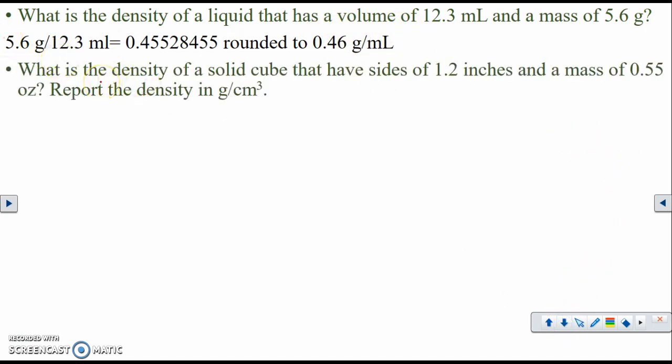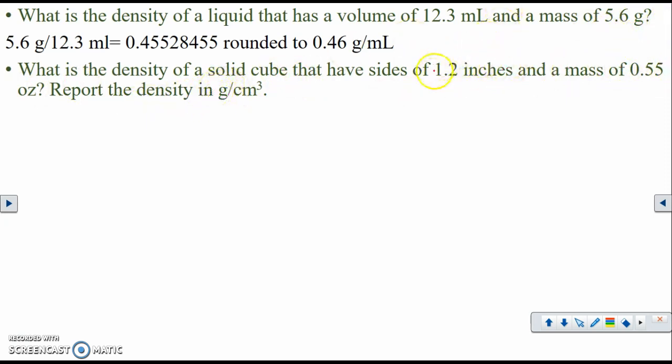This is a little bit more of a difficult problem. What is the density of a solid cube that has sides of 1.2 inches and a mass of 0.55 ounce? And now there's a further requirement, report the density in grams per cubic centimeters. That means to say that this mass, 0.55 ounce, has to be converted into grams.